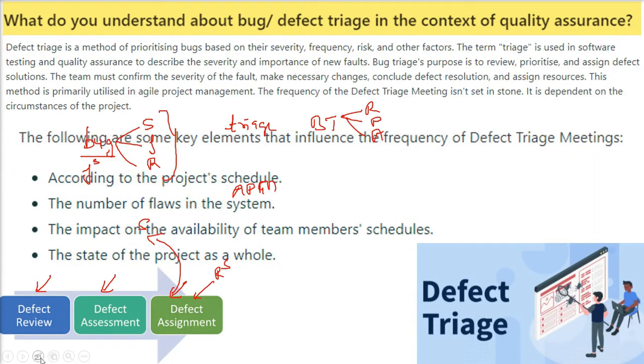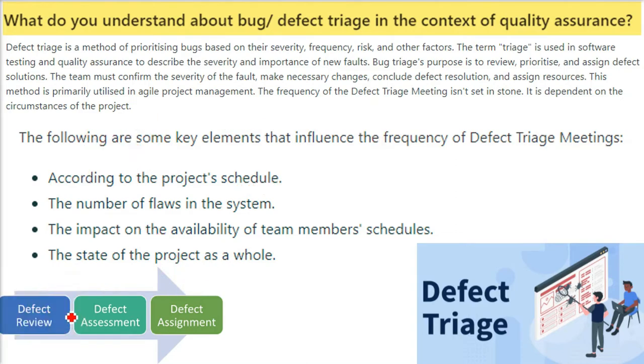Let me tell you the key elements that influence the frequency of these defect triage meetings. First of all, it may be the product schedule or the number of flaws or defects which are upcoming, and the impact on the availability of team members' schedules: those who have found the error, those who are going to fix the error, and the state of the project as a whole. The project may be at the inception stage, or it may be at the delivery stage.